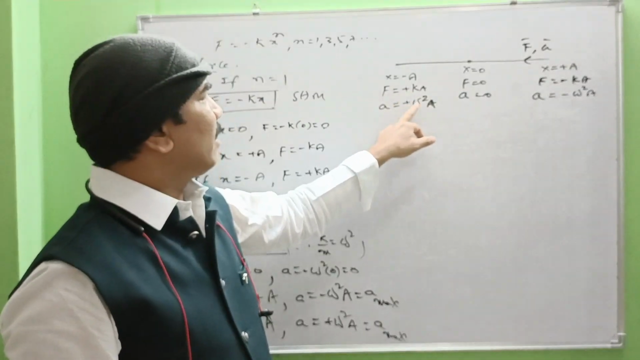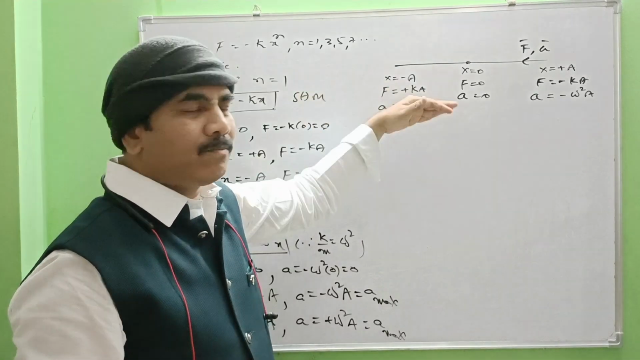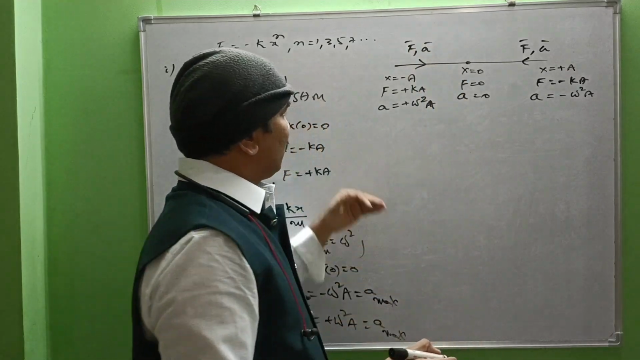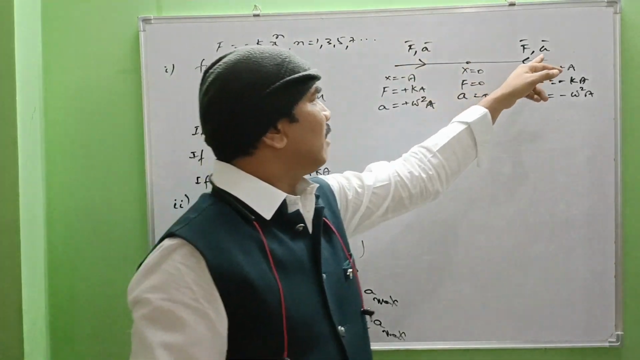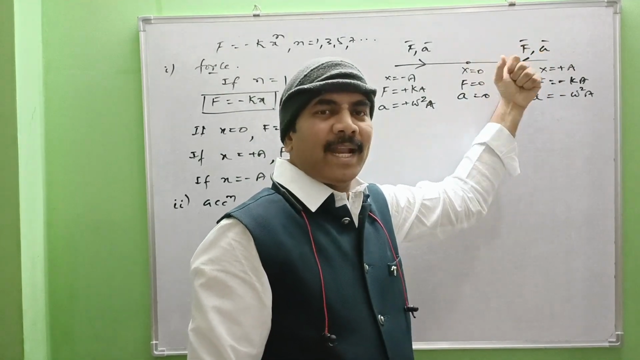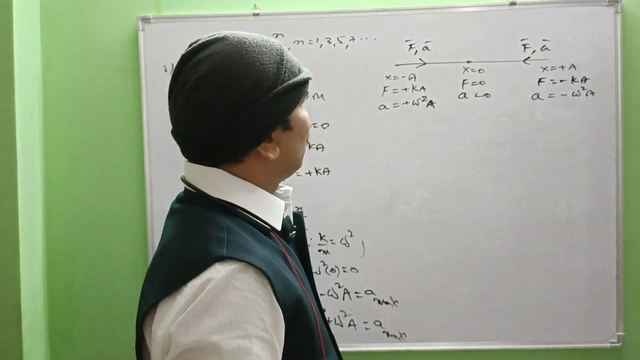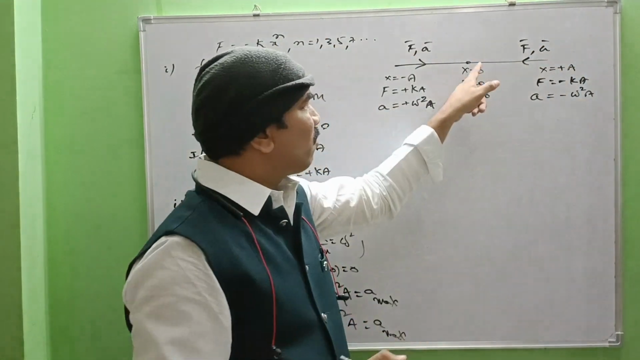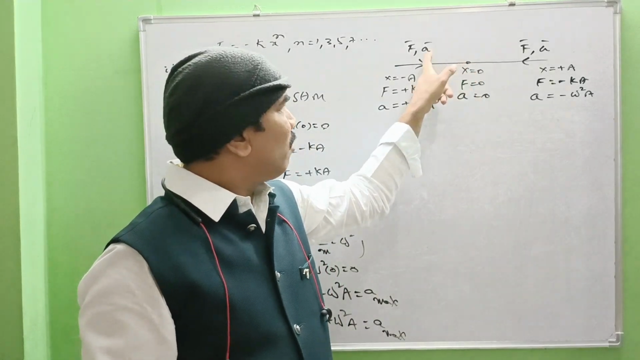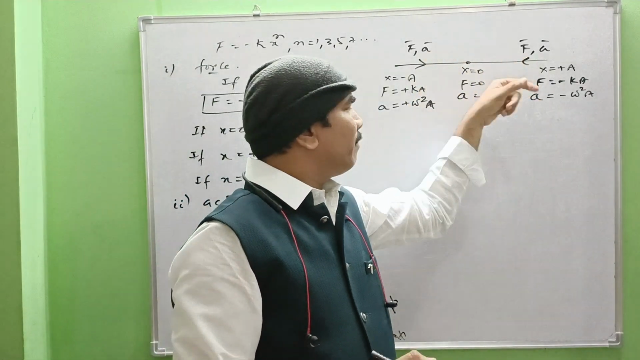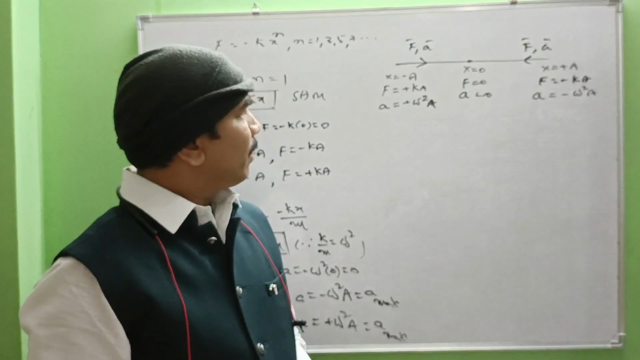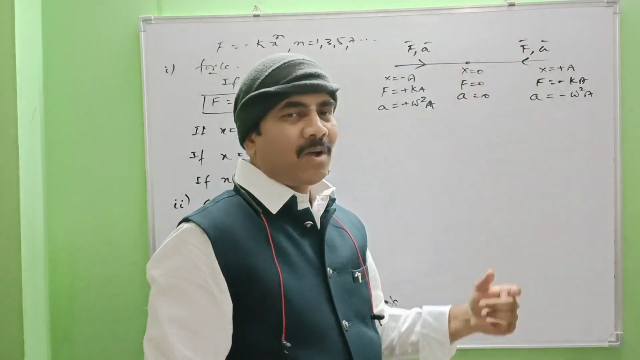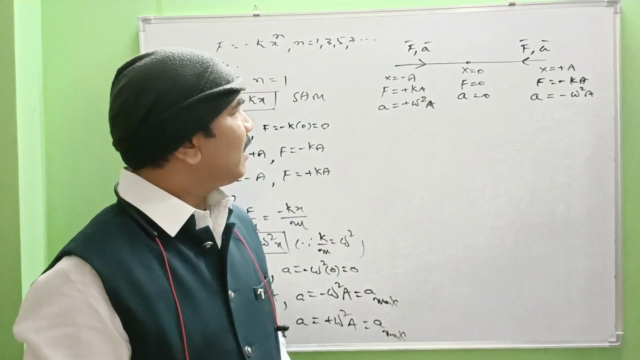See, plus kA. Here also plus omega square into A, means both are positive, in the sense rightwards. Both F bar and acceleration A bar are directed along positive x. Here both are directed towards negative x-axis. So ultimately we can say that both force and acceleration are directed towards mean position, irrespective of direction of motion. These two points are always directed towards mean position, right?